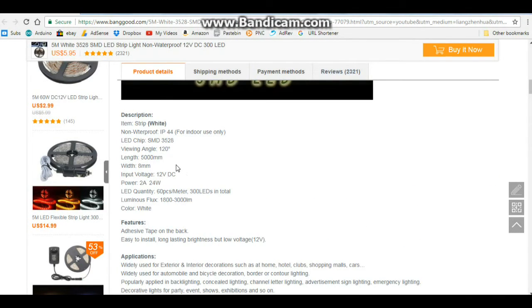And you can see down here a little bit of information about them, including they need 12 volt DC, 2 amps, 24 watt. And luminous flux, 1800 to 3000 lumens.